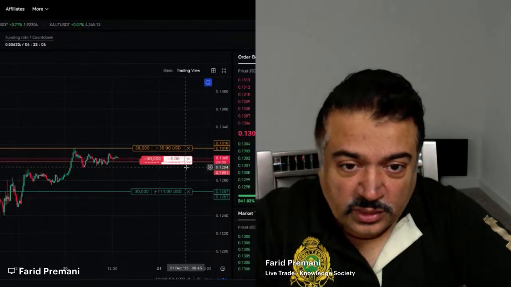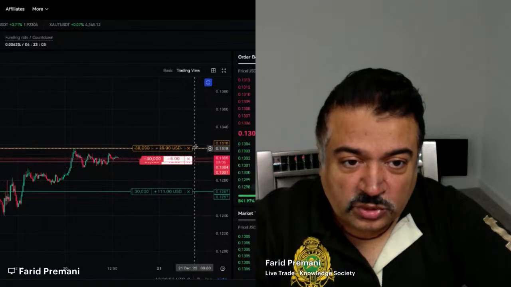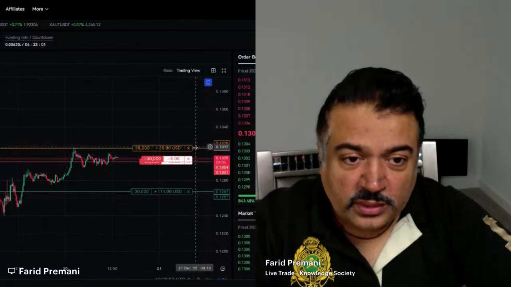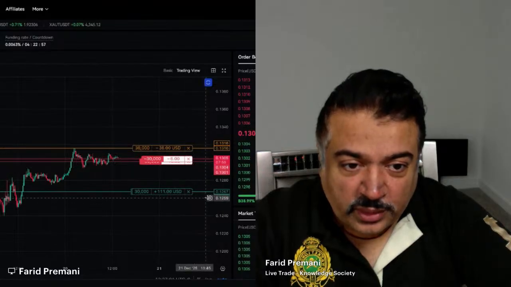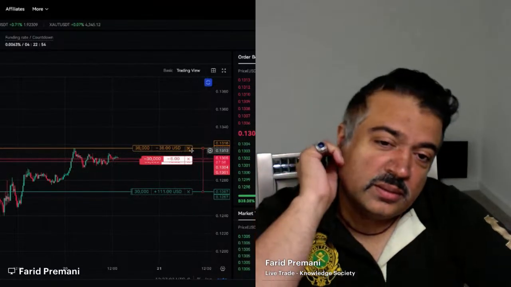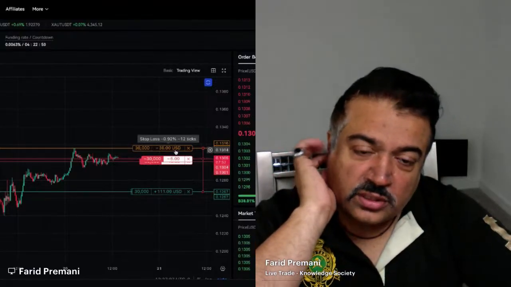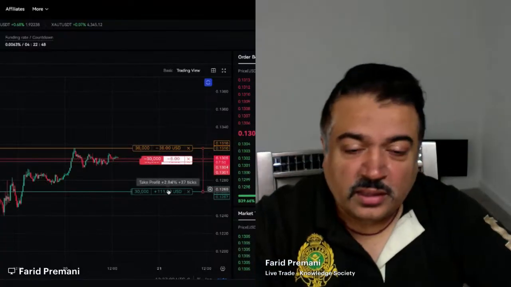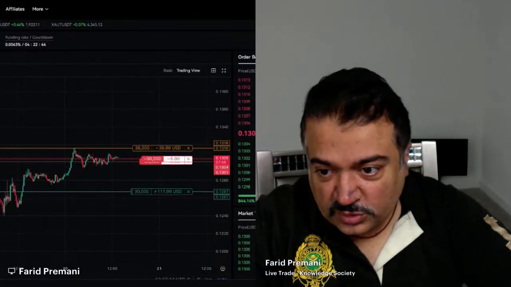Right now the entry is about 0.1305. Your stop loss would be 0.1317, and your point entry target would be 0.1257. So let's say on a small scale, if I risk $36 here, I will be making $111. It's a good 1:4 risk reward ratio.